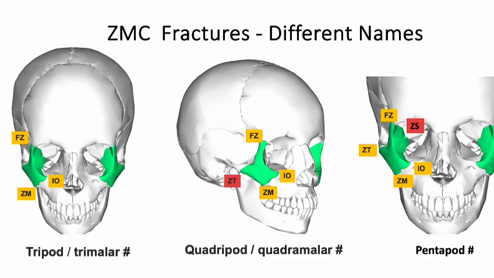Because of the numerous processes, ZMC fracture is known by different names. If there is separation at 3 points, the frontozygomatic, zygomatico maxillary and infraorbital, we call it a tripod fracture. When a 4th point is involved, the zygomatico temporal, we name it a tetrapod. And finally, when all 5 points are involved, we call it a pentapod fracture.